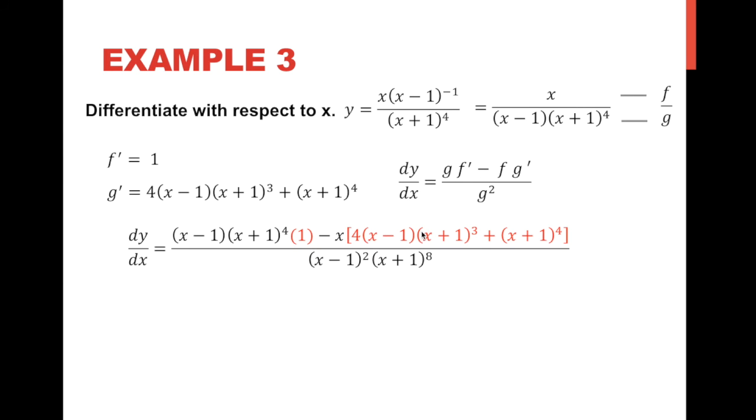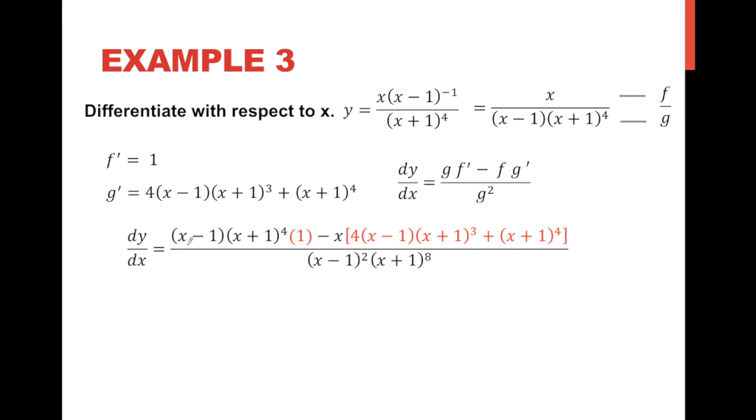So our dy dx now is equal to, what is our g? g is our denominator here, and then our f prime is 1, then minus, you copy the numerator and then multiply to the derivative of g, which is this one. Okay, and then all over the square of our denominator, which is x minus 1 squared times x plus 1 to the power of 8.